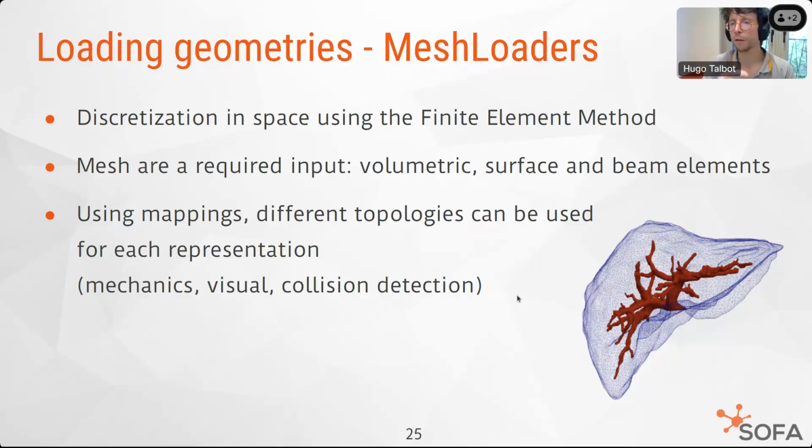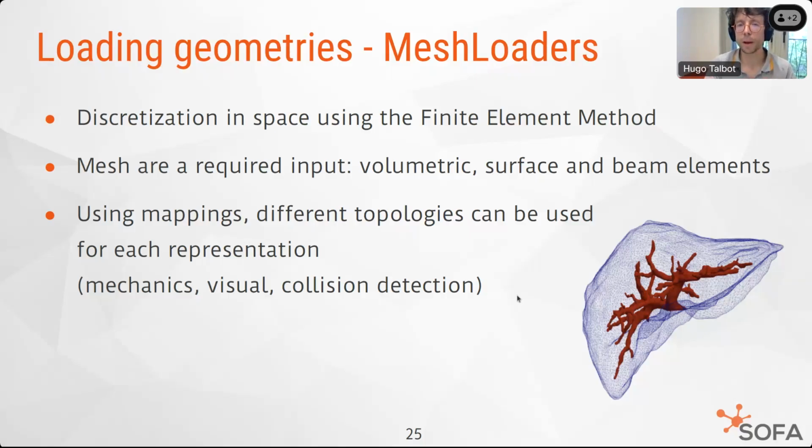Those meshes can be volumetric meshes, tetrahedral meshes, that's what we use the most, but it can also be hexahedral meshes, surface meshes made of triangles, made of quads, or even 1D meshes like beam meshes. So it's a set of segments that we can use to model, for instance, a beam-like structure, or a wire, or a catheter, if we talk about a medical application, or some cable, if we talk about a robotic application.